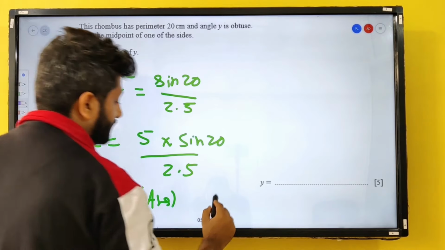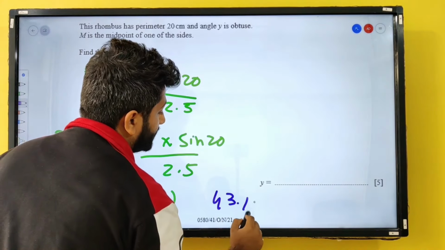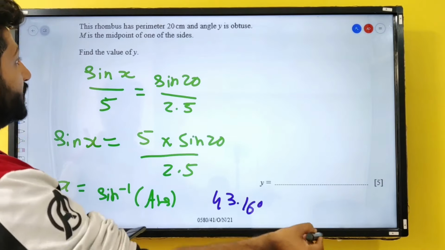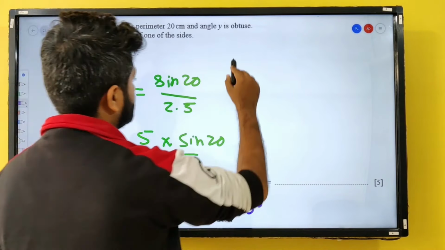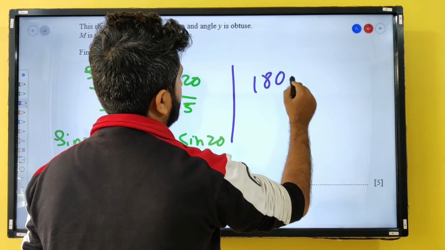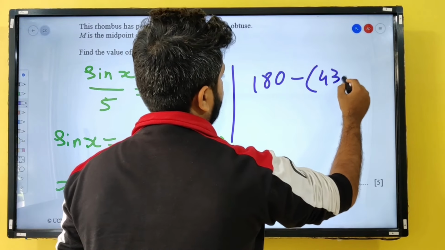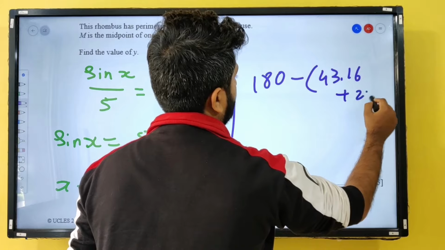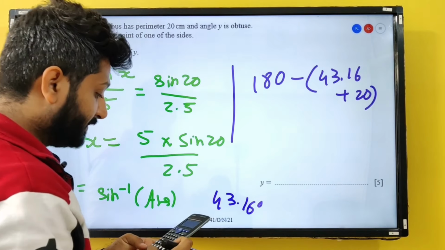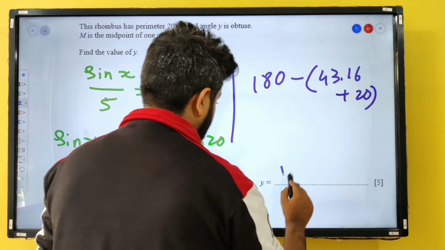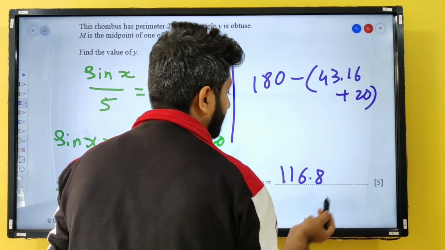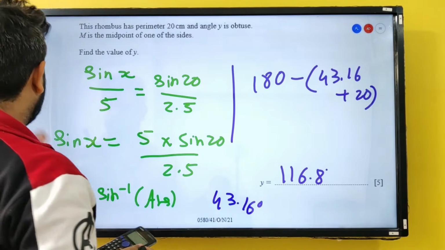This is 43.16 degrees. Now I am supposed to find y. My one angle is 20, one is 43.16. So my y obviously is going to be 180 minus 43.16 plus 20. So plus 20, and 180 minus the answer is going to give you 116.8. 84 also would do.